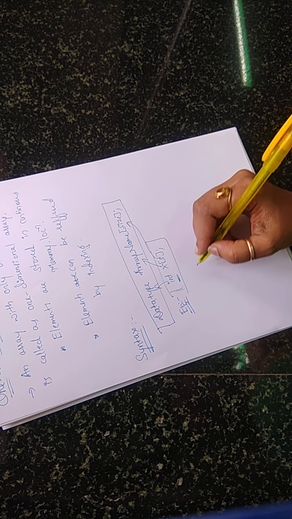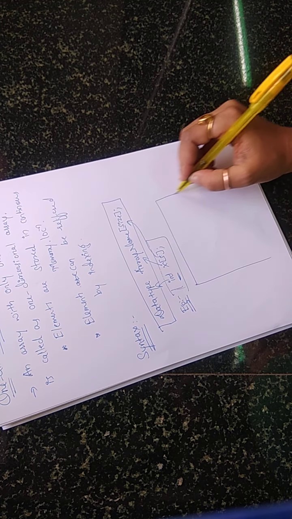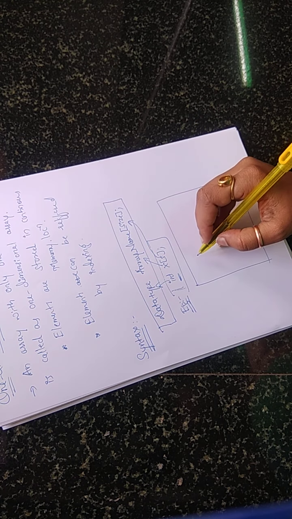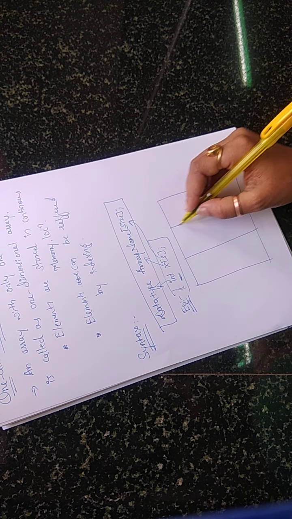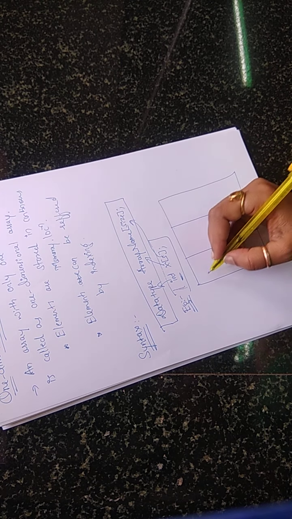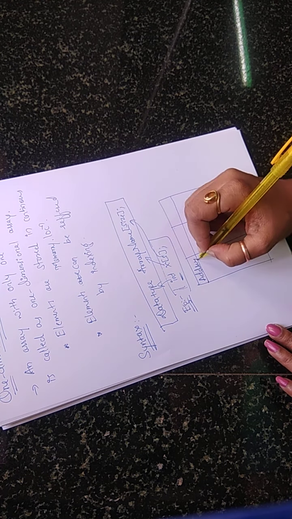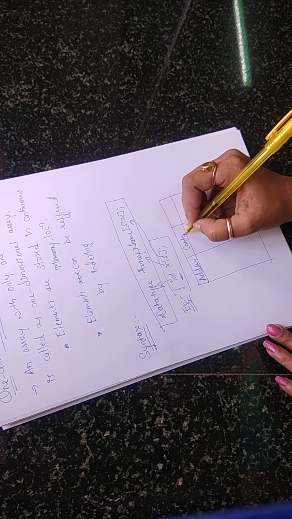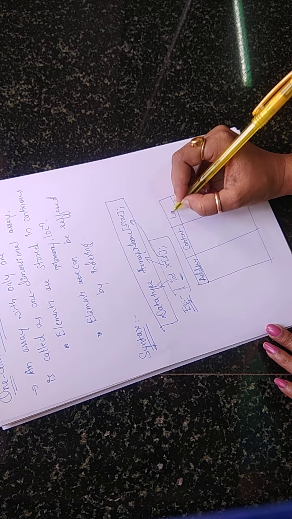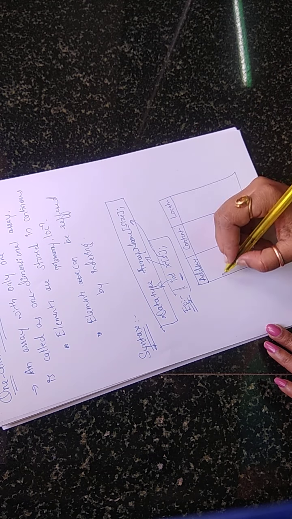Then internally how is it there? You can remember it this way: consider this is the address of the array. What all content you want to add, that is the element and the location. Done?